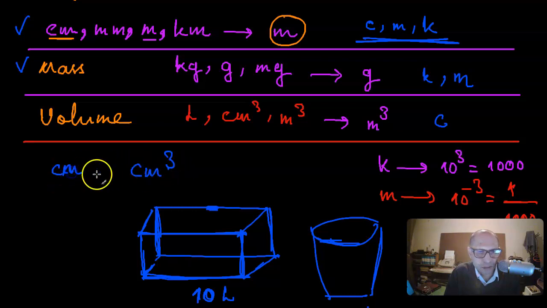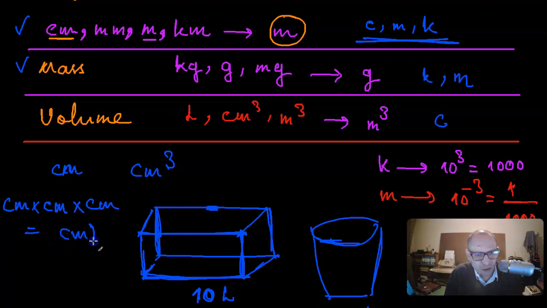This is just a centimeter, meaning just a length, right? Just a straight length. But cubic centimeter means, what that means is actually centimeter times centimeter times centimeter. That is essentially centimeter raised to the third power, because you're multiplying centimeter by itself three times.